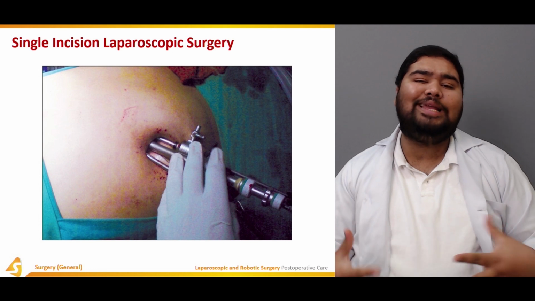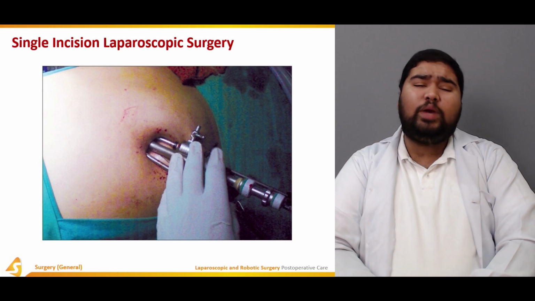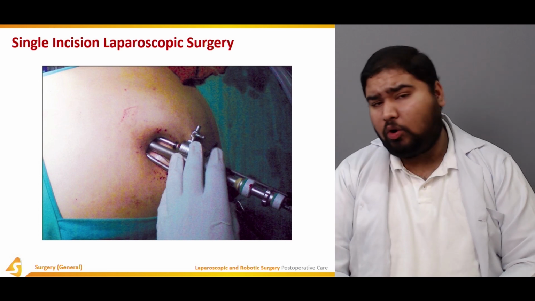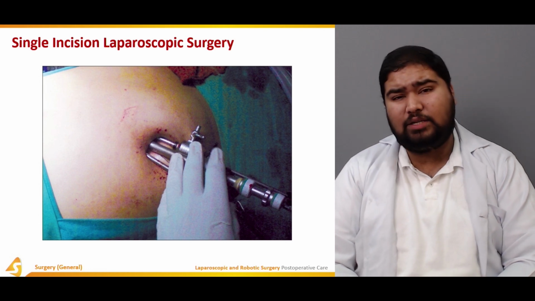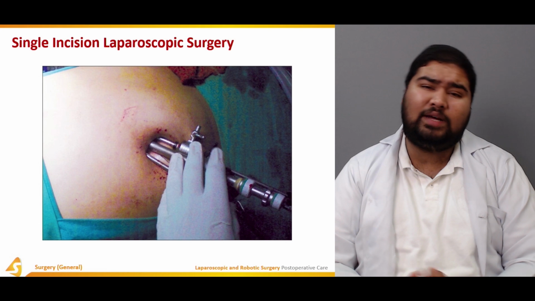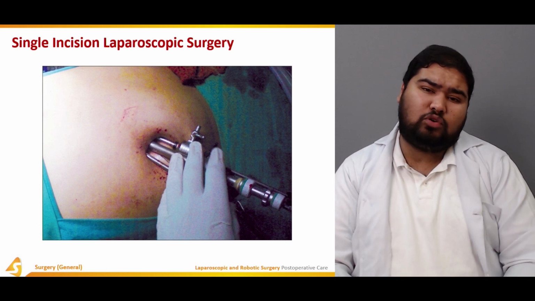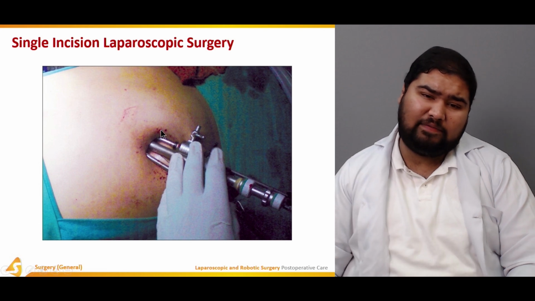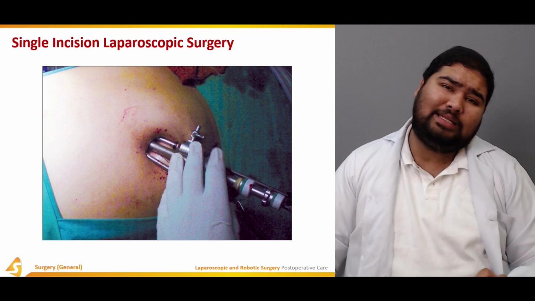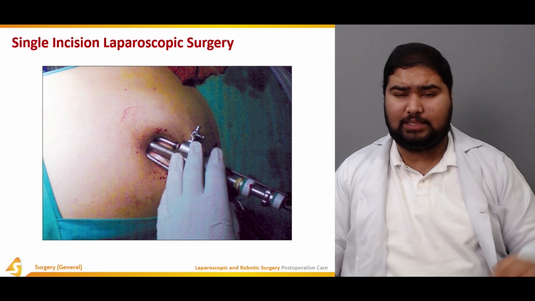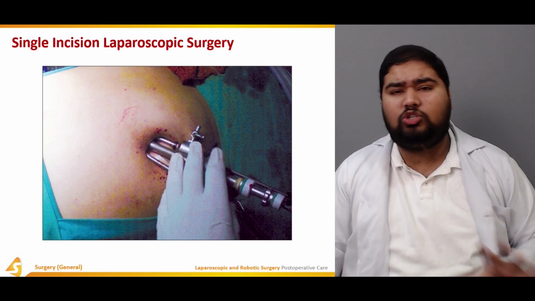Now, what is single incision laparoscopic surgery? Initially with the laparoscopic surgery, there were small incisions, but there were multiple of them. One incision for the camera, one incision for the instrument, one incision for this, one incision for that. Now, in single incision laparoscopic surgery, as can be seen in the figure, a single incision has been produced, and through this single incision, all the ports have been inserted, be it camera, diathermy, the clipper, the instrument, whatever.